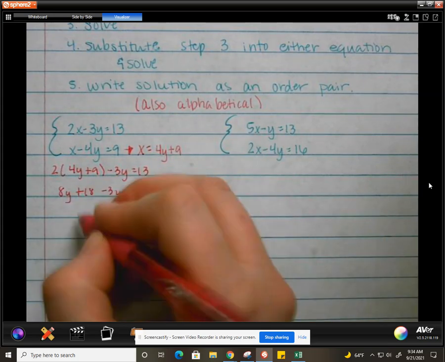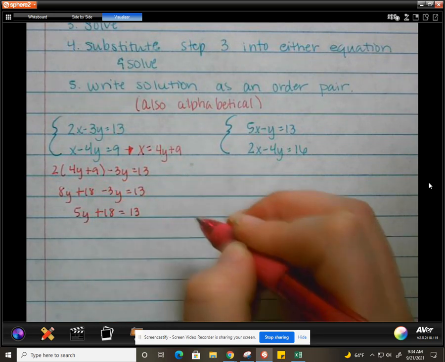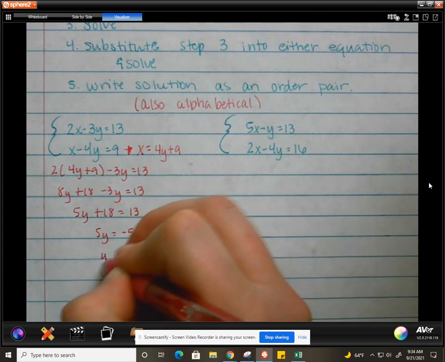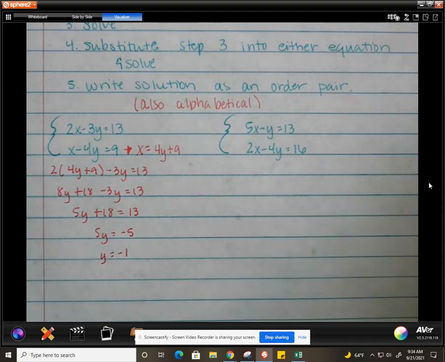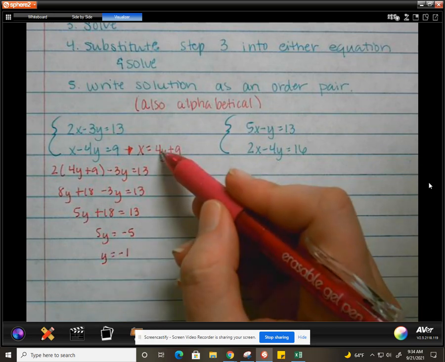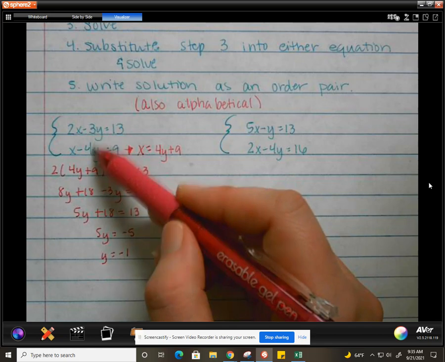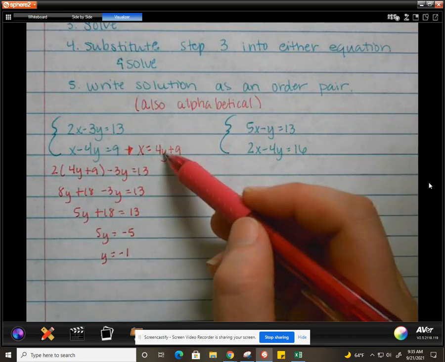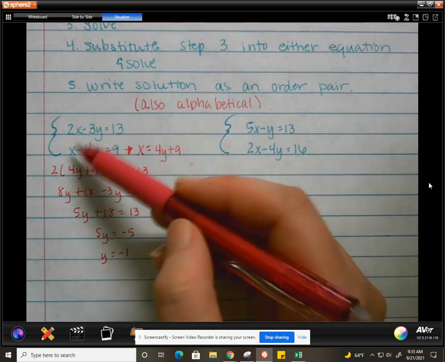Combining 8y and negative 3y give me 5y, and then I have plus 18 equals 13. I'm going to subtract the 18 over, which gives me negative 5, and I'm going to divide by 5, which gives me negative 1. So my y value would be negative 1. And then from here, what you're going to do is you're going to take that value and plug it back into this isolated equation because it's the easiest. You could plug it back into the original if you wanted to do more work. Now, I guess if you messed up on your isolation, then when you plug in, you would get the answer wrong. So we'll go ahead. We'll pick this one to plug into.